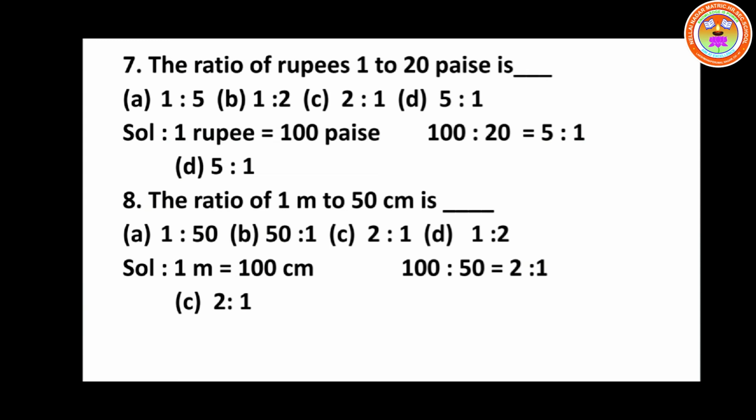What are the options given? Option A, 1 is to 50. Option B, 50 is to 1. Option C, 2 is to 1. And option D, 1 is to 2.